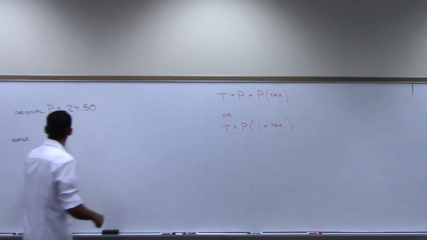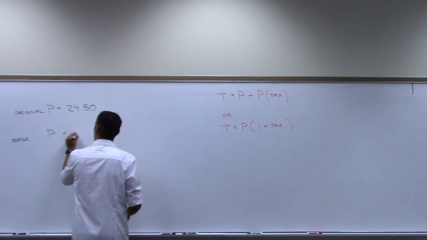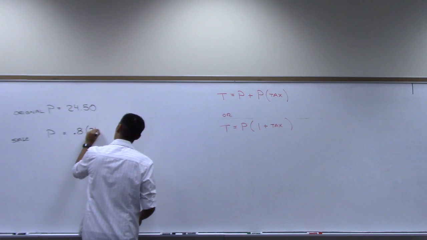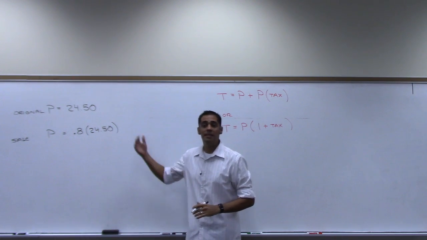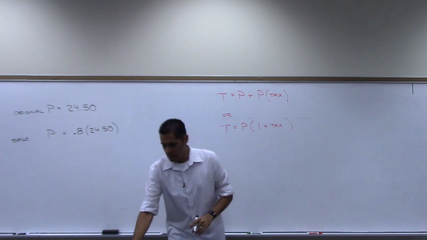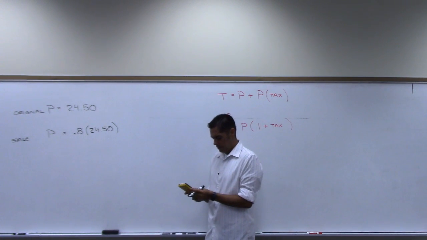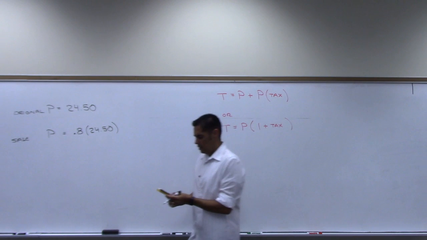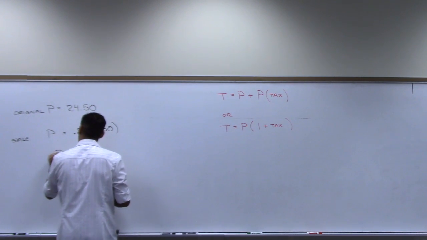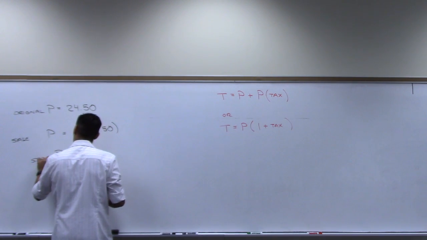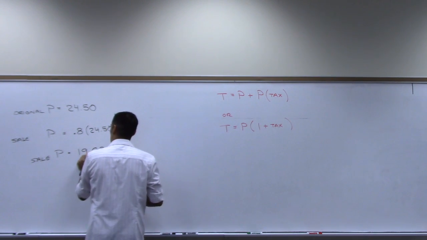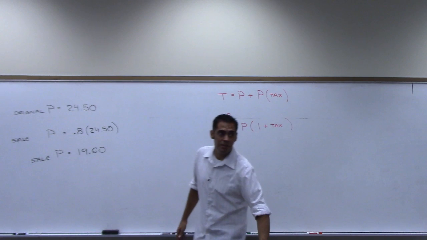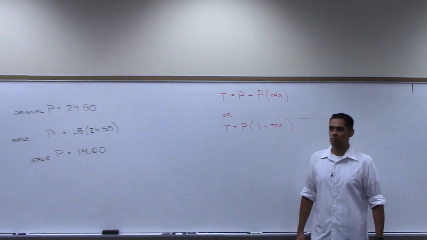So I'm going to do this. The sale price is going to be equal to 0.8 times 24.50. Everyone clear? 0.8 is 80%. Do that on your calculator. And that gives you a price, sale price is going to be $19.60. All right, so that's the price that the store wants for it with their discount.